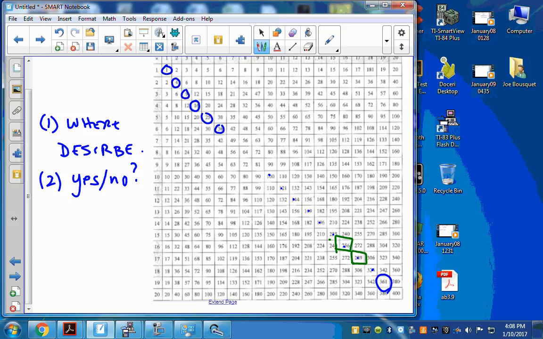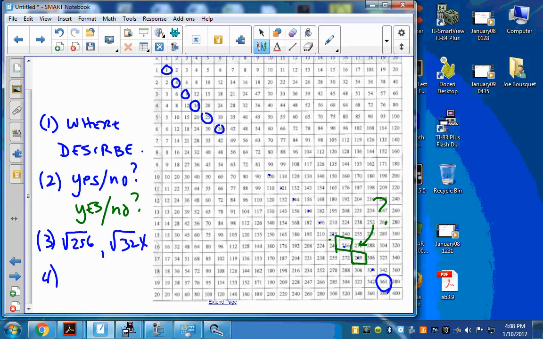And 271 is not in there. Okay, so you'll have to answer yes or no for is 271 a perfect square. Okay, third thing, square roots of perfect squares are easily found. You have to look at your table and find the square root of 256 and also the square root of 324. So that's easy, just read it off the table.